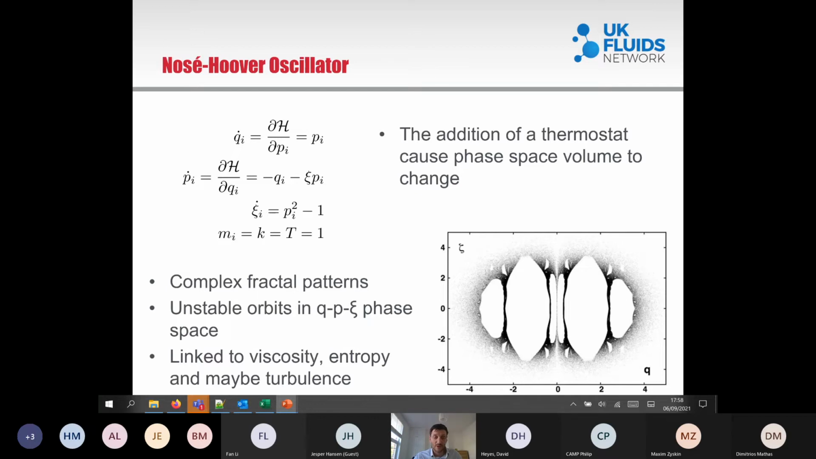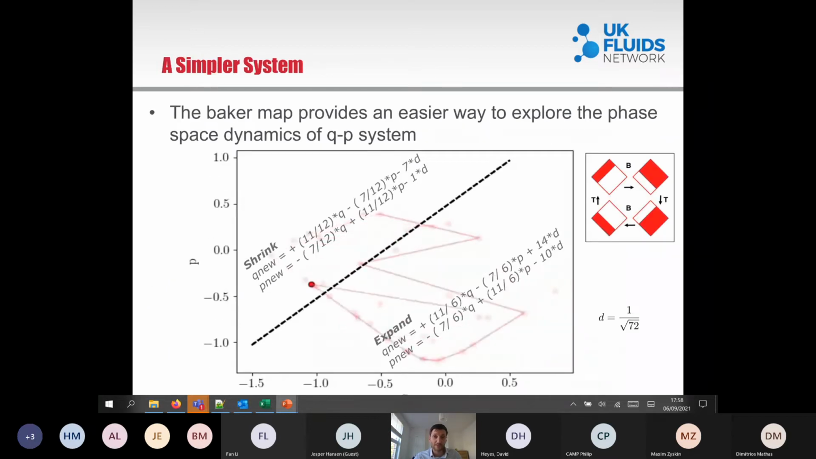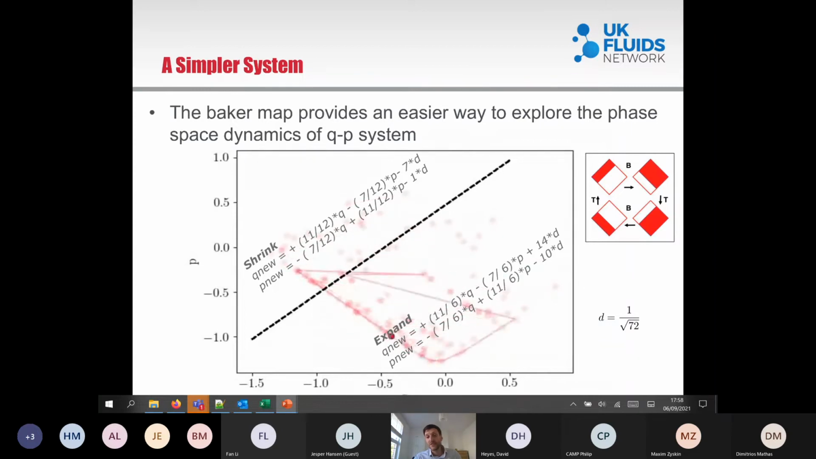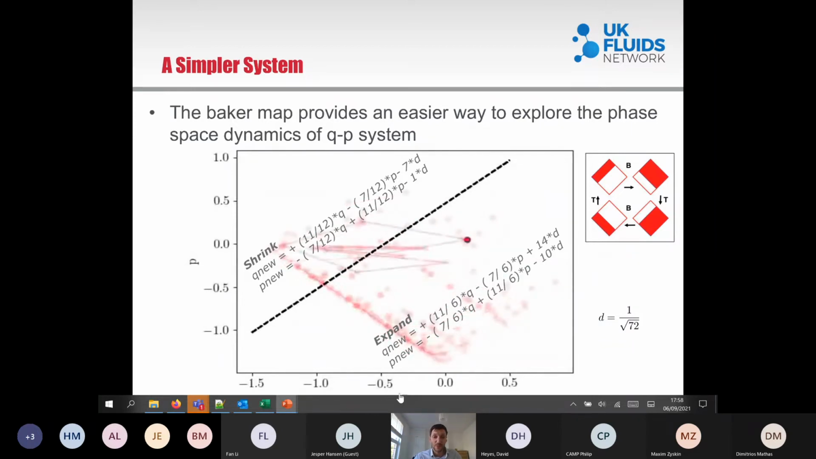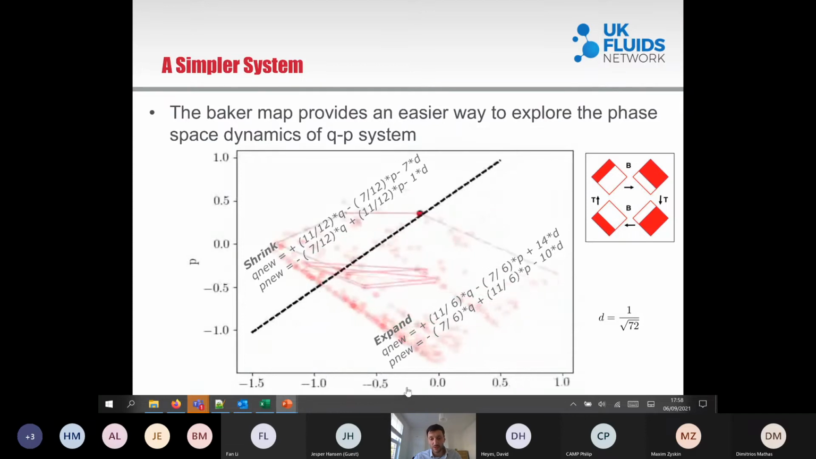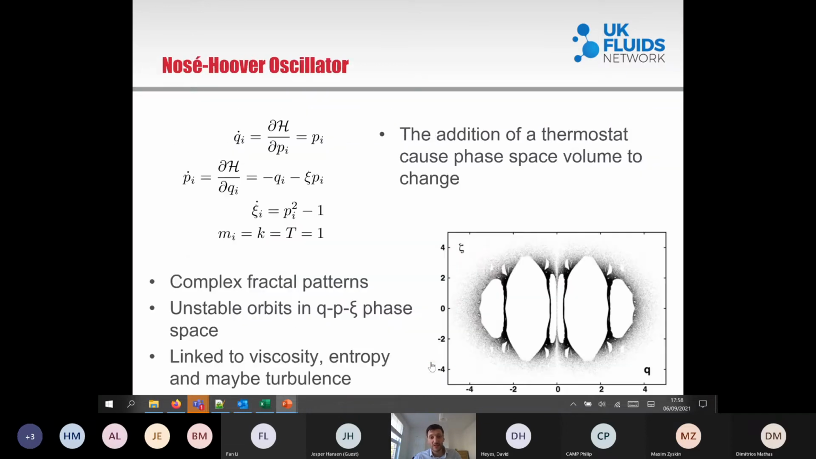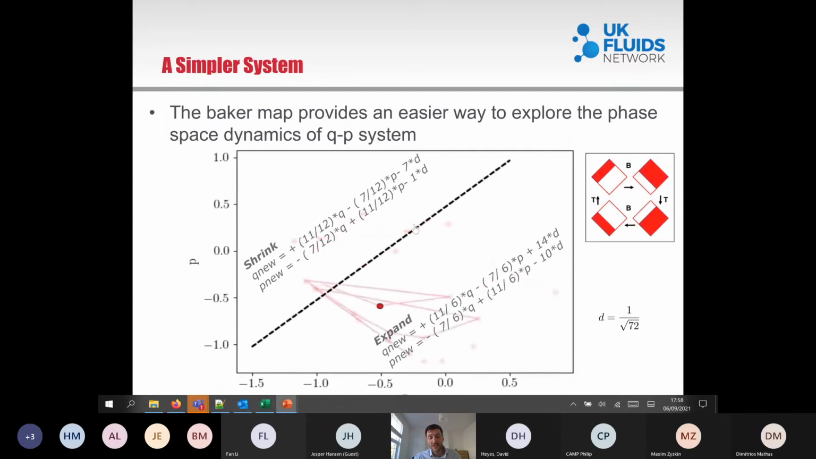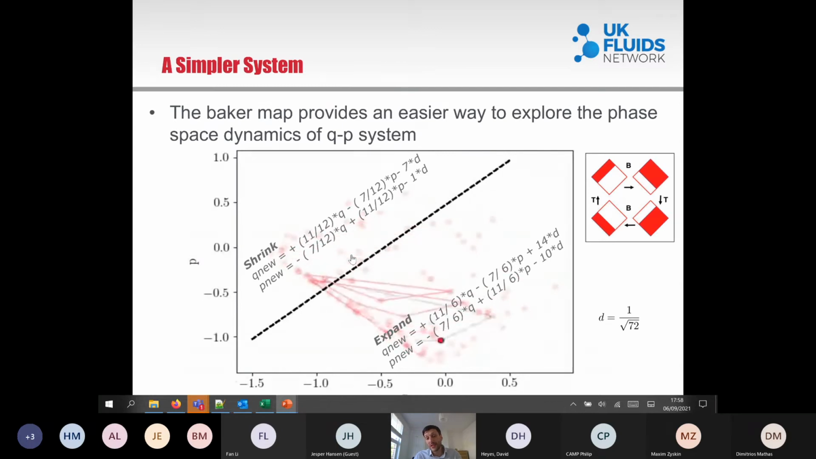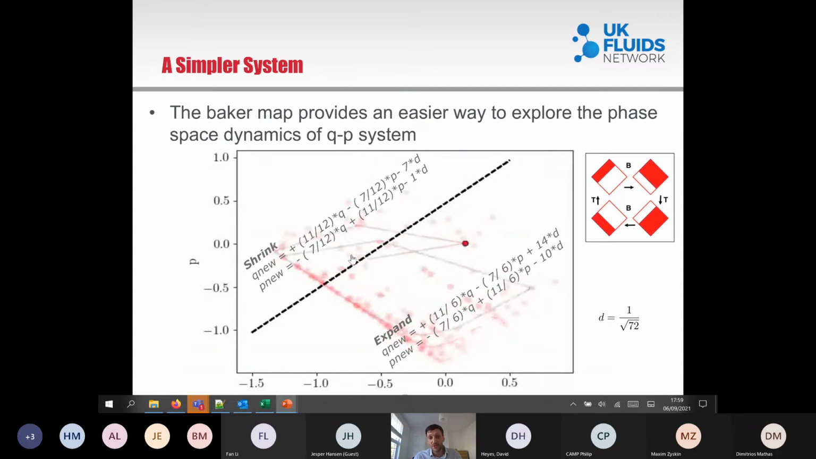So as a problem, this is linked to that. And so the Baker map we finally come to is basically a simplified version of that. So you can think of it as a QP space. There's a Q just off the page here. And it's essentially a mapping. So rather than just having the harmonic oscillator we have here, that's the evolution of Q and P, it's essentially just a mapping. But it gives you the same essential dynamics of phase space being evolved in some way.